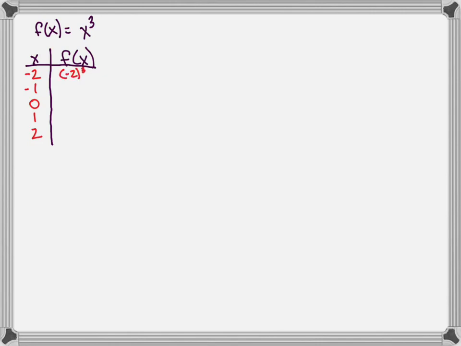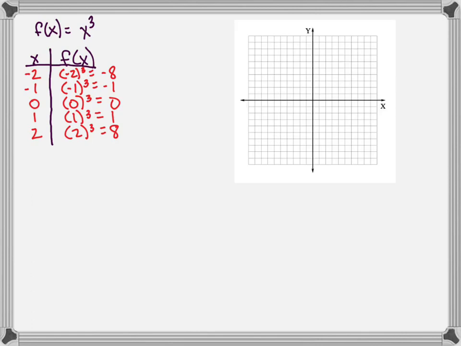So -2 quantity cubed is -8. -1 quantity cubed is -1. 0 cubed is 0. 1 cubed is 1. 2 cubed is 8. So if we plot those points on a coordinate plane, I have -2, -8. I have -1, -1. 0, 0, 1, 1, 2, 8. And drawing in the curve, here is my cubic parent function, f of x equals x cubed.